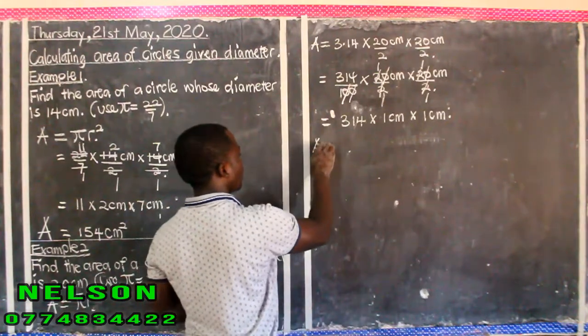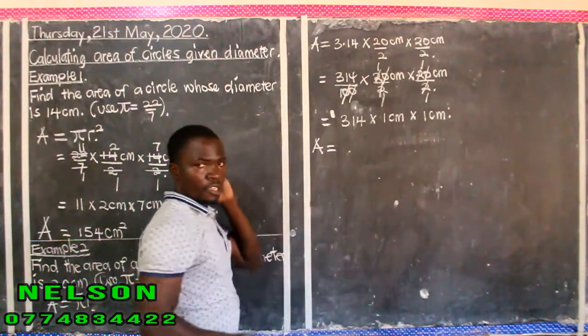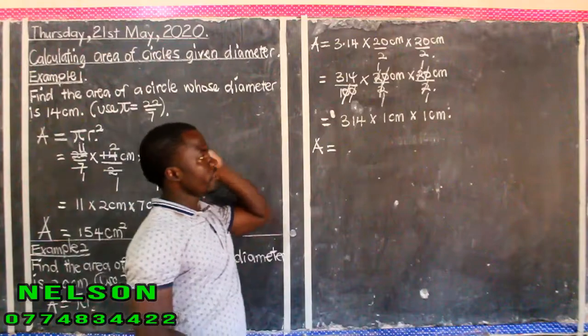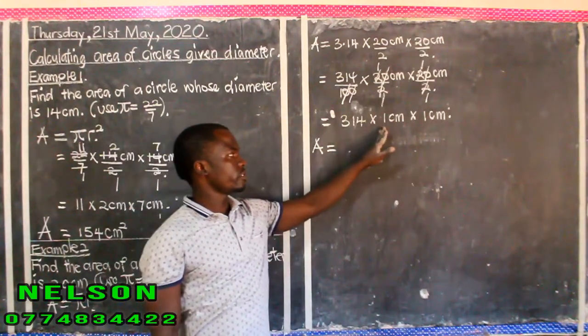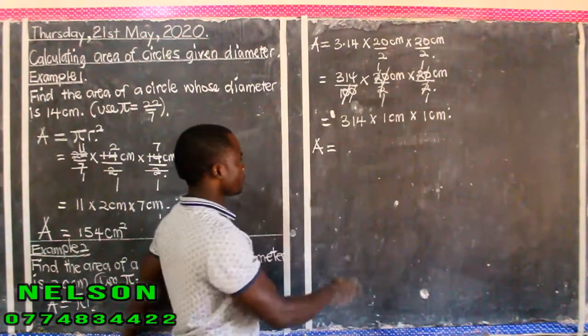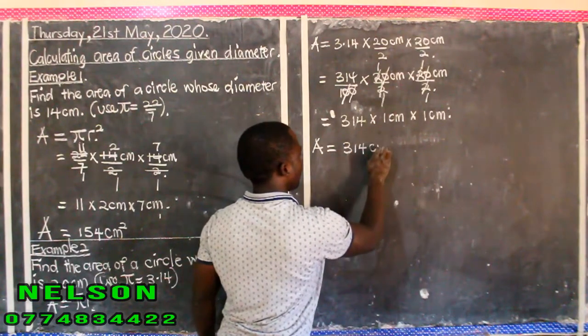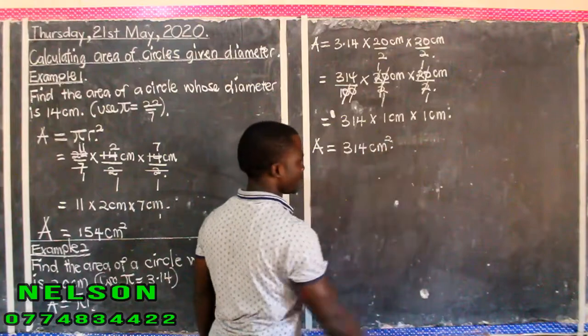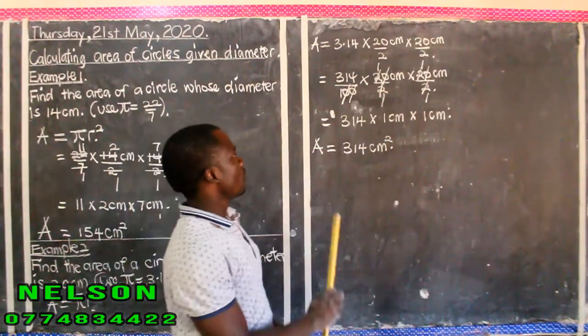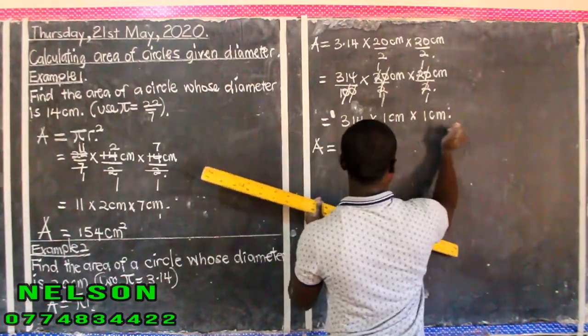So area of this circle equals 314 times 1 times 1. You get 314 square centimeters. That is the area of example 2.